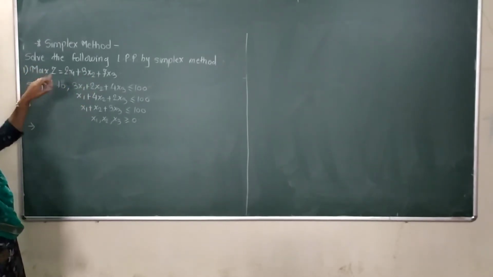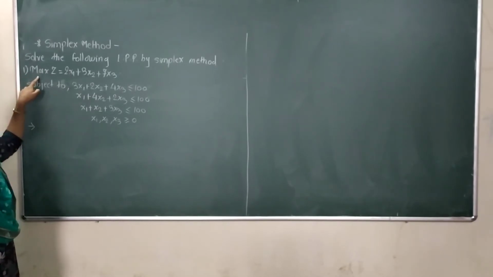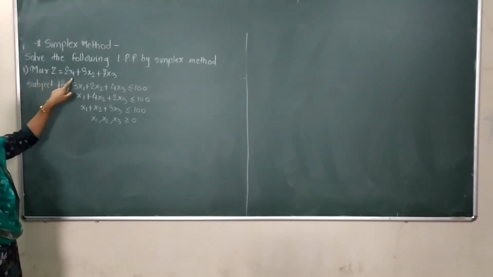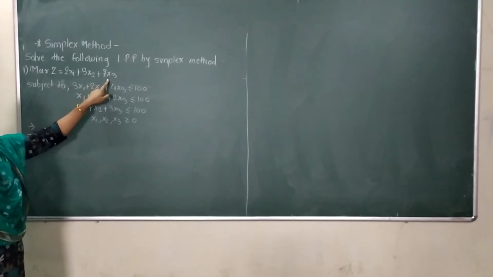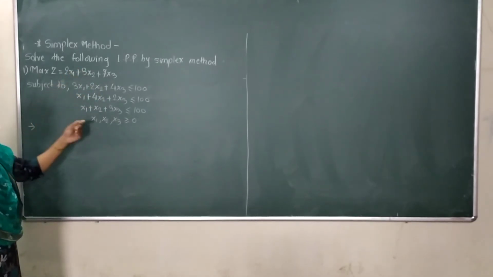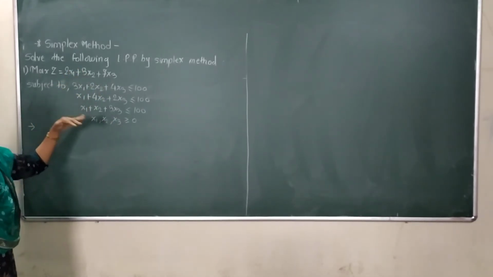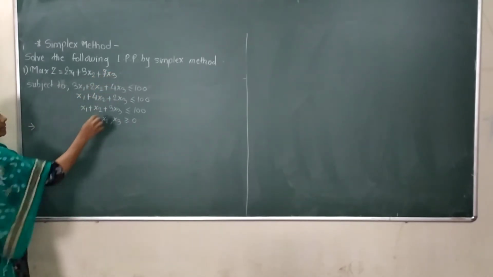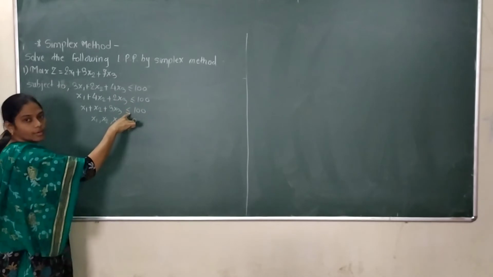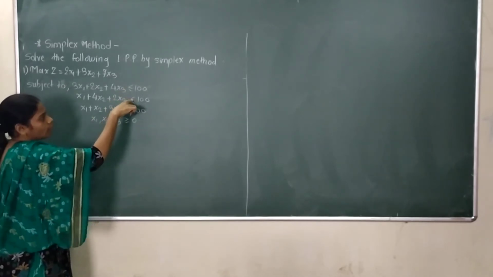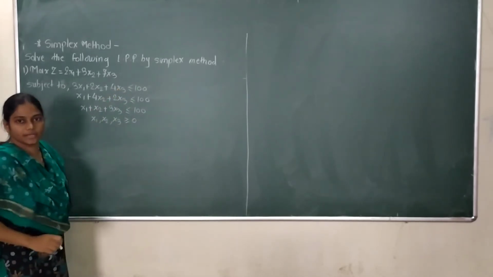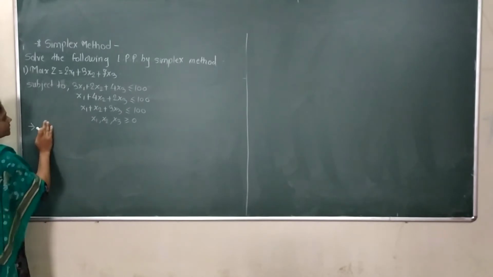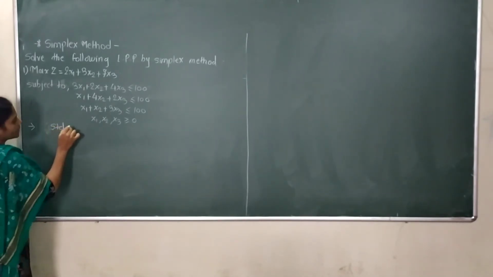Here we have to consider this linear programming problem. Z is equal to 2x1 plus 3x2 plus 7x3. This is subject to these constraints and the non-negativity constraint. So what is our first step? We have to convert the given LPP into standard form. For that, here the constraints are of what type? Less than or equal to type. So here we have to add slack variables in each of the constraints. So we have to write down the standard form of the given LPP.